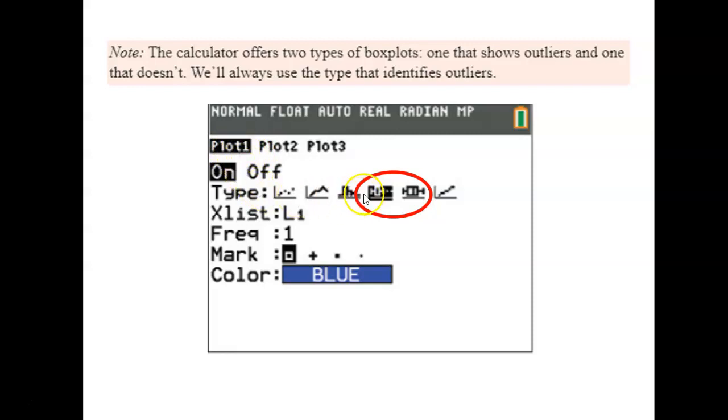Plot 1, I'm going to choose. Now I have to be careful which kind I want. There are two different box and whisker plots. This one's called a modified box and whisker plot, and this is just the normal box and whisker plot. You actually want the modified one, and I'm going to choose it every single time because it will identify any outliers for you. So choose the modified one, and then you need to tell the calculator where your data is. So plot 1 is from list 1 for us. Frequency just means everything shows up one time, so keep it as a 1 always. You can choose whatever color and marker you want.